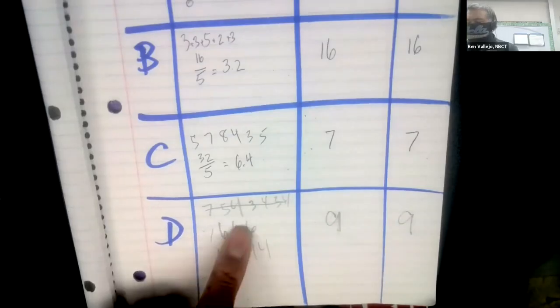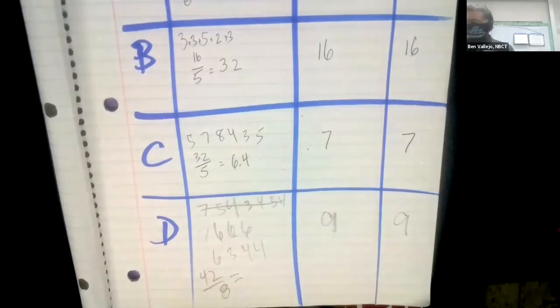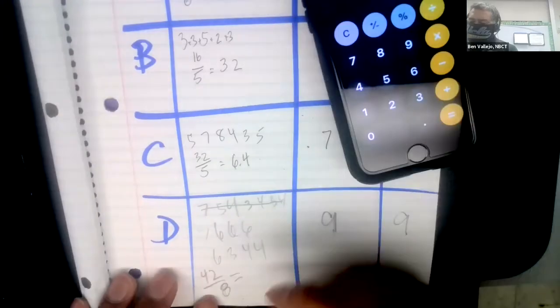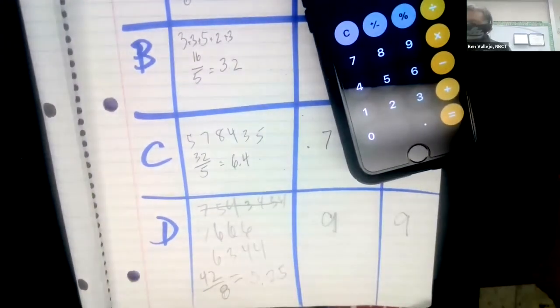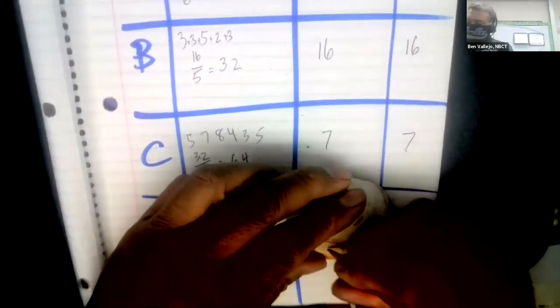Adding those up, that 6 times 4 is 24, plus 3 is 27, plus 4 is 34, plus 8 is 42. Well, it's going to be 42 divided by 8. And 42 divided by 8 is what? 42 divided by 8 equals 5.25. So this one right here is letter D. Put a D on that.